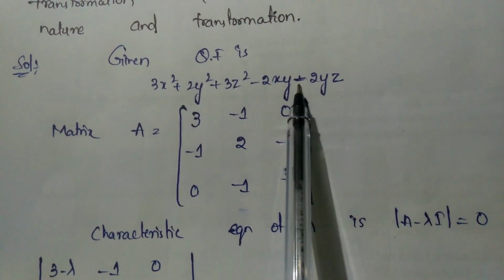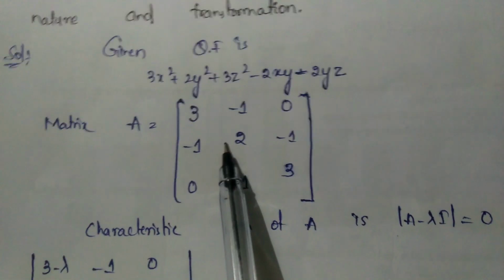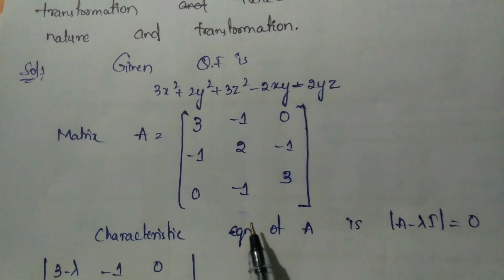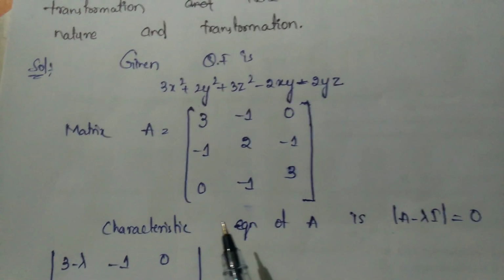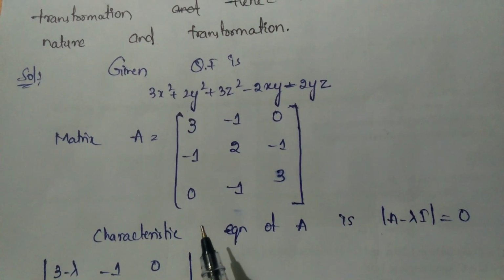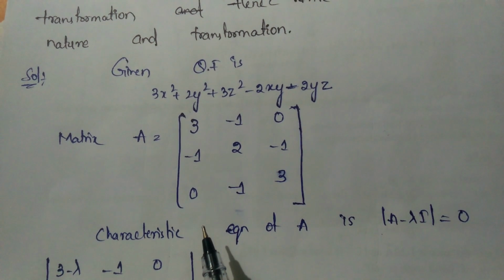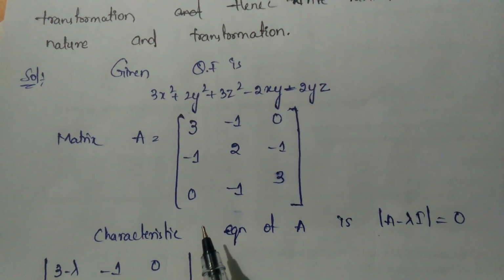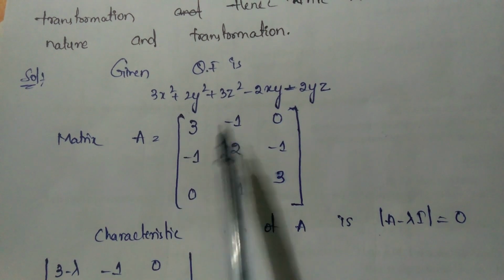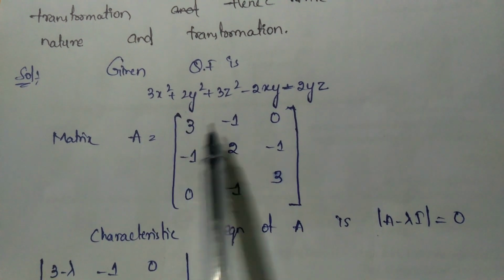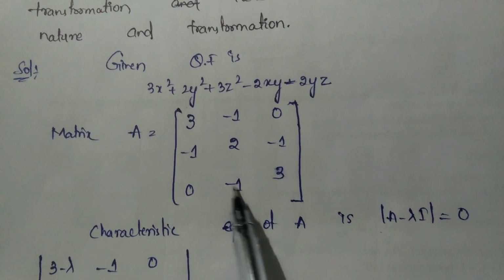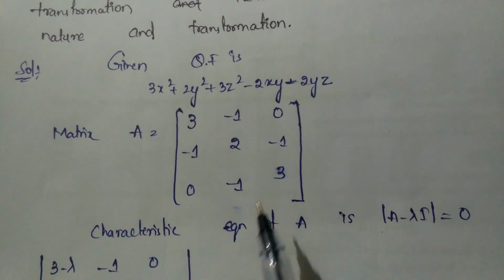Now from this quadratic form we have to write the matrix, which comes as a symmetric matrix. We have discussed in the previous video how to find the symmetric matrix from a given quadratic form and the quadratic form from a given symmetric matrix. So here the matrix A is 3 minus 1 0, minus 1 2 minus 1, 0 minus 1 3. It comes as a matrix like this.